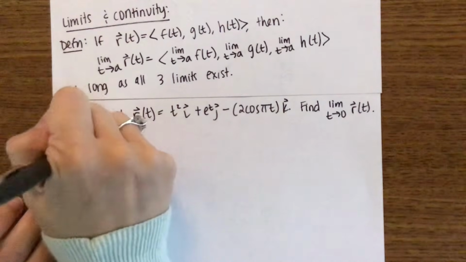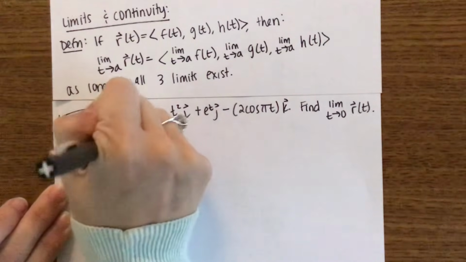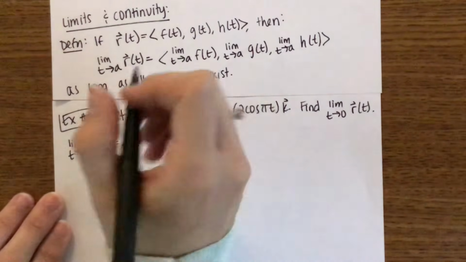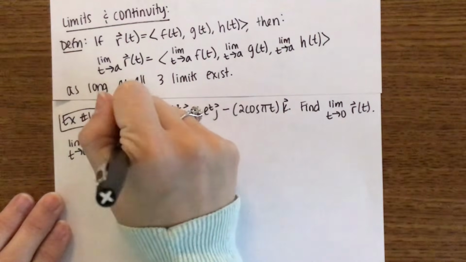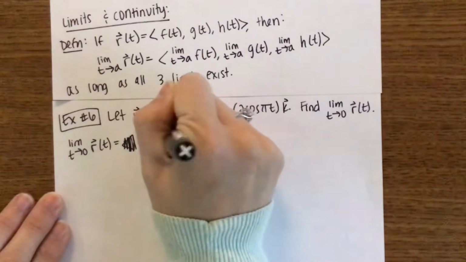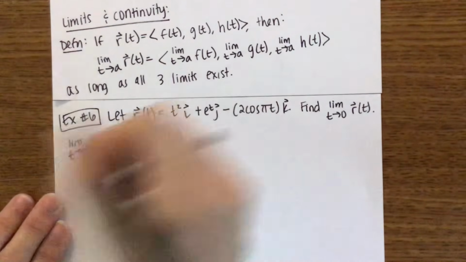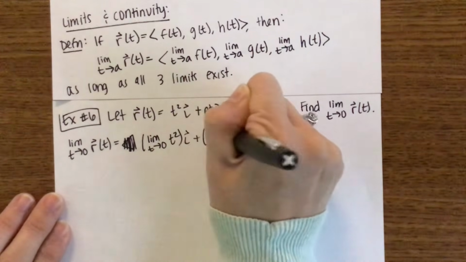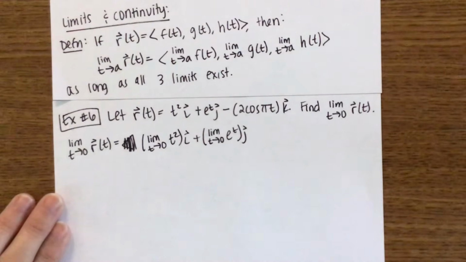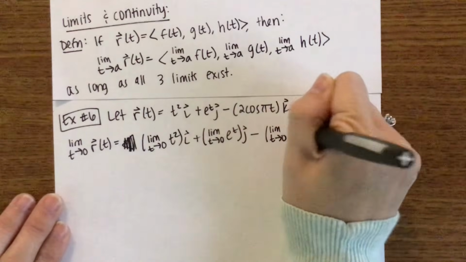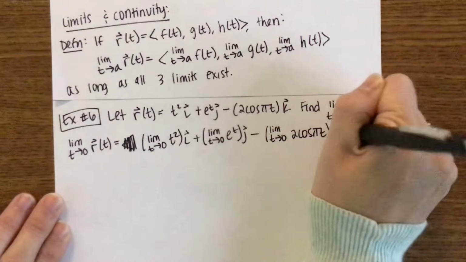Okay, so if I want to find the limit as t approaches 0 of r of t, I have to take the limit as t approaches 0 for each of the component functions. So this is going to be, I'm going to write it differently. The limit as t approaches 0 of t squared, multiplied by i. The limit as t approaches 0 of e to the t, multiplied by j. And then the limit as t approaches 0 of 2 cosine of pi t, all of that times k.